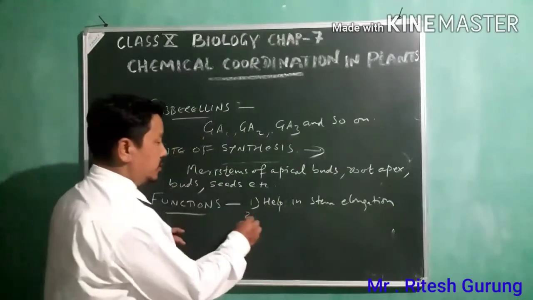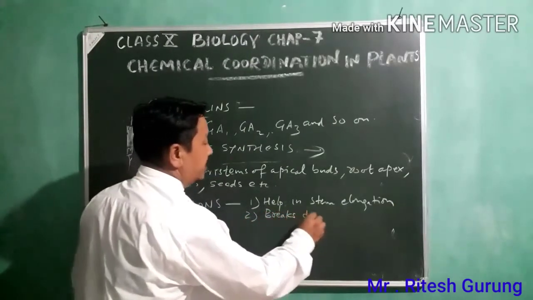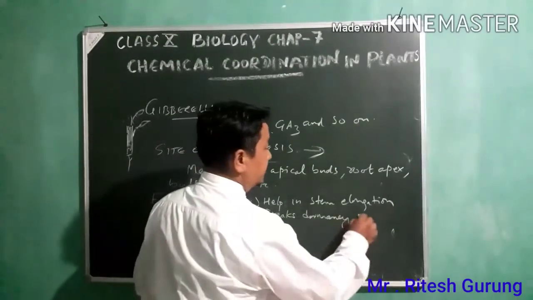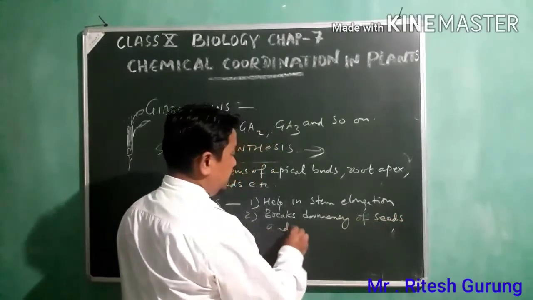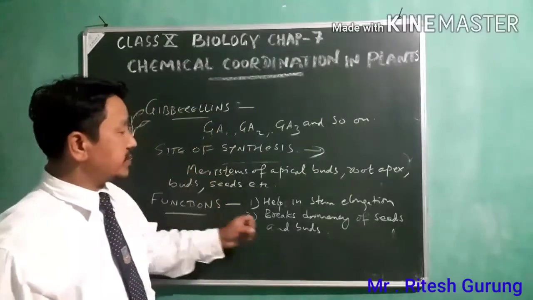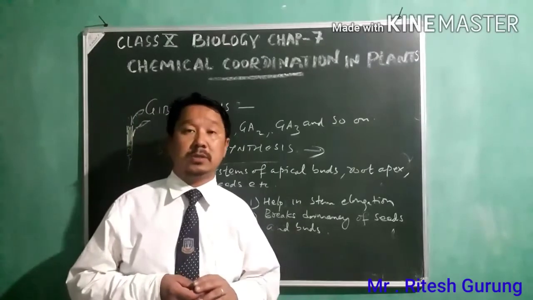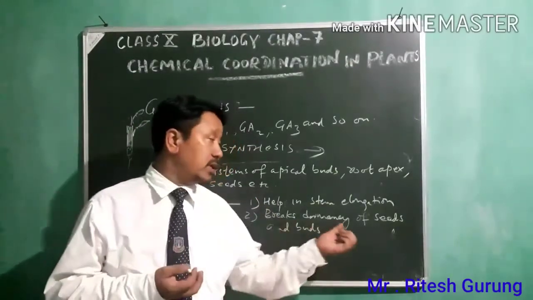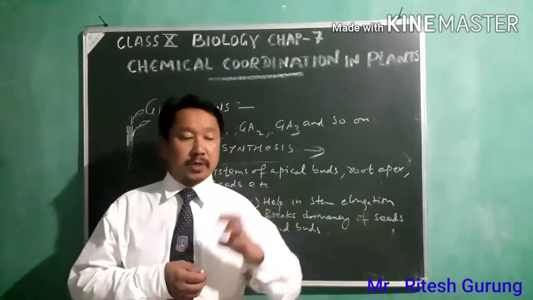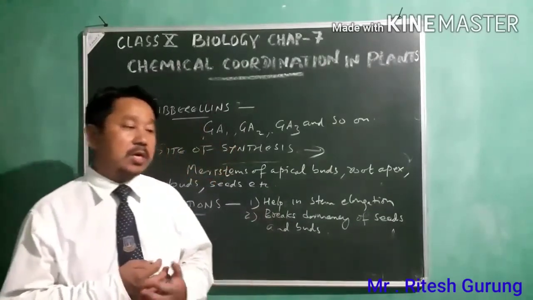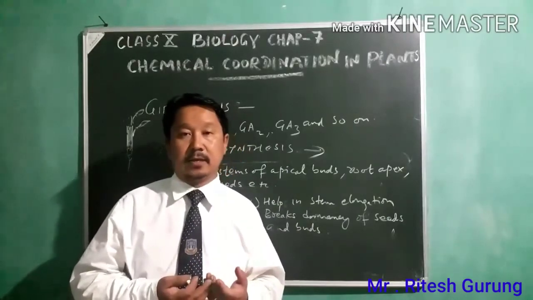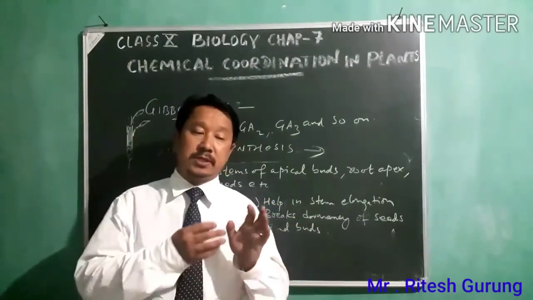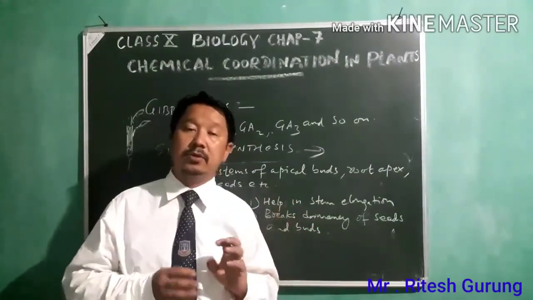All right, number 2, breaks dormancy of seeds and buds. Dormancy means what? It's very clear to us because we discussed this dormancy in class 9 itself. Dormancy is a period of the seeds when they are inactive. The embryo inside is inactive, it doesn't show growth. This period is called dormancy. Sometimes even the buds don't grow, because at that time the buds are dormant, inactive.